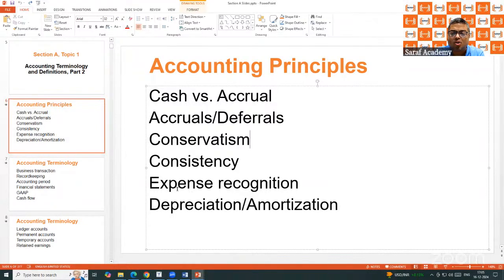Conservative means by recording assets and income, you will think twice, thrice. But liability and expense, you don't need to think so much. You record it fast. See some example.